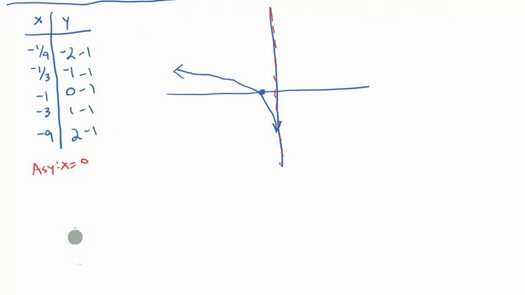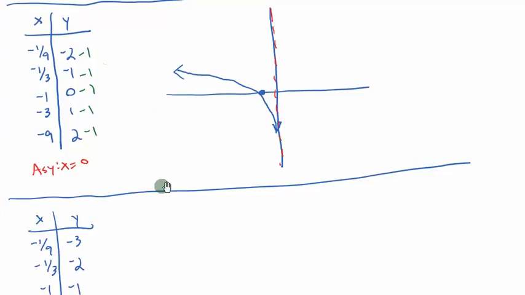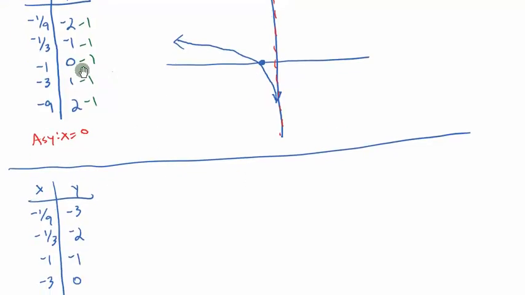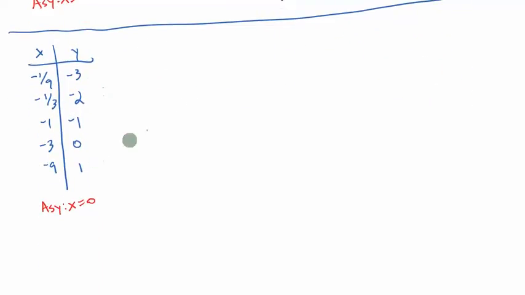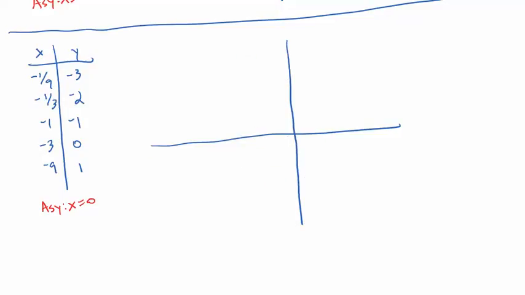So now I'll list my new ordered pairs and we'll do it again. And when I subtract 1 from my y values, it's simply going to move my graph down 1 unit. Okay, so let's plot those points that I've got here. My asymptote stays where it was before, so let's draw that in. That's my boundary that I get close to.